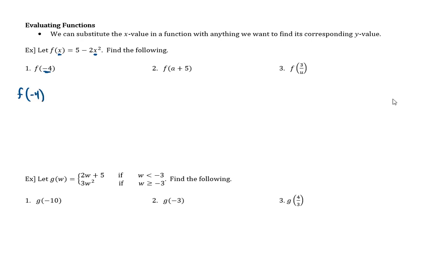Okay, so f of negative 4 is equal to 5 minus 2. Make sure to use parentheses like that, and then it's still being squared. So 5 minus 2 times negative 4 squared. And then now it becomes an order of operations problem. The left side you just leave alone, you just rewrite it. And then the right side is our order of operations.